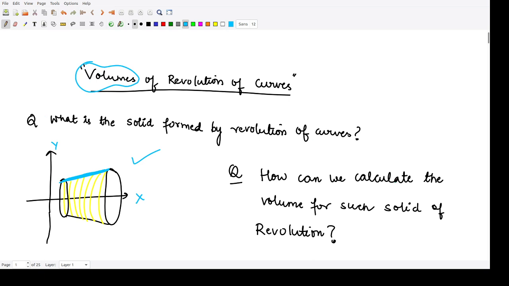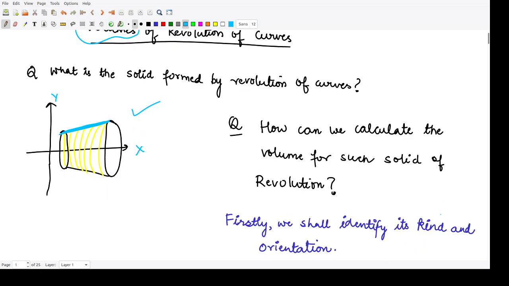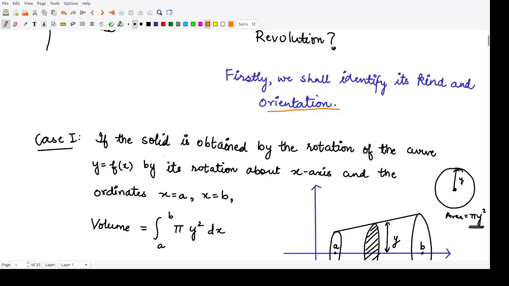For that, we identify what kind of solid we have and what its orientation is. So how is it oriented? For example, this one is oriented about x-axis. That means it is symmetrical about x-axis, so this much portion is equivalent to this much portion. So let us see how we can compute the volumes.